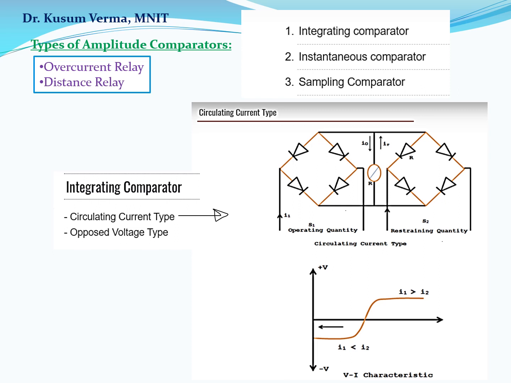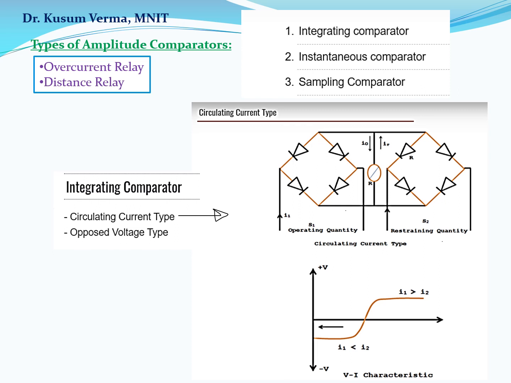The first type is the integrating comparator, which is again classified as the circulating current type and the opposed voltage type. The figure shows the circulating current type of amplitude comparator. The operating and the restraining quantities are rectified and then applied to a relay, which may be either a slave relay or a thyristor circuit.